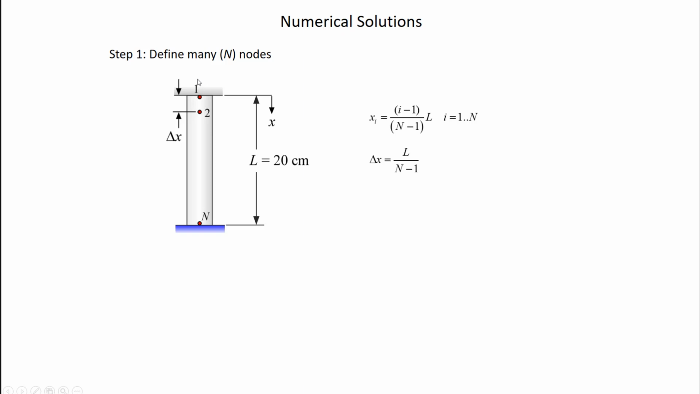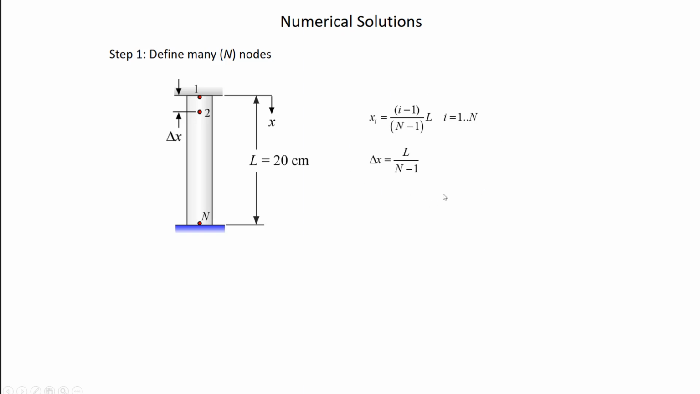If i is equal to 1, so I'm talking about this node here, 1 minus 1 is 0, so I'm at x equals 0. Sure, that makes sense. If i is equal to n, so I'm this guy down here, then n minus 1 over n minus 1 is 1, so I'm at x equals L, right? So the distance between these nodes is the same for every node, and that distance is L divided by n minus 1. I've taken this length L and I've divided it up into n minus 1 little segments, right?